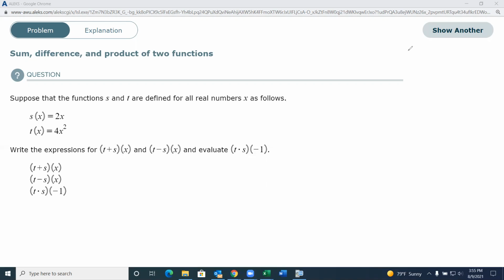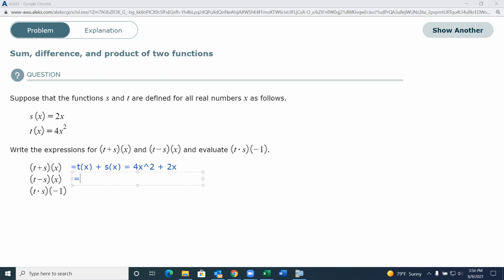All right, so this first one says t plus s of x. All that means is t of x. You know what? Let me just type that, and then it'll fit better. Okay, that just means t of x plus s of x. Well, we know t of x is 4x squared, and s of x is 2x. And that doesn't simplify at all. So that's it. 4x squared plus 2x.